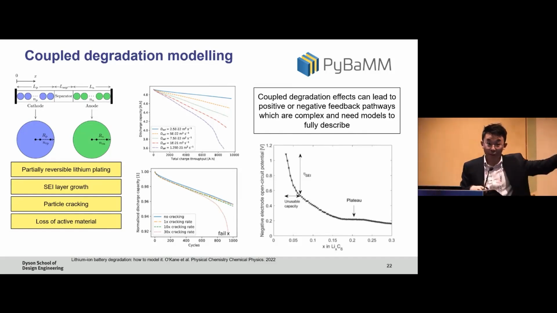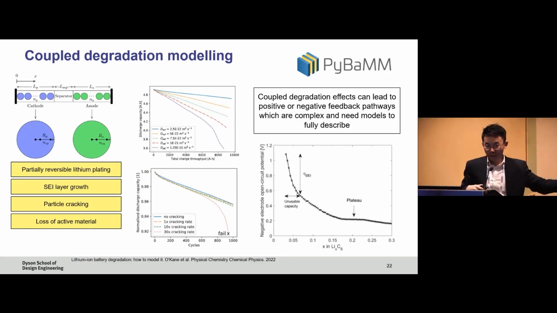So if you do use PyBaMM, it's open source, anyone can use it. We also have lithium plating in the models, so you can investigate fast charging protocols. Some of that is reversible as well, so you get chemical intercalation. We have SEI layer growth, particle cracking, and also loss of active material. And you can explore these different what-if questions.